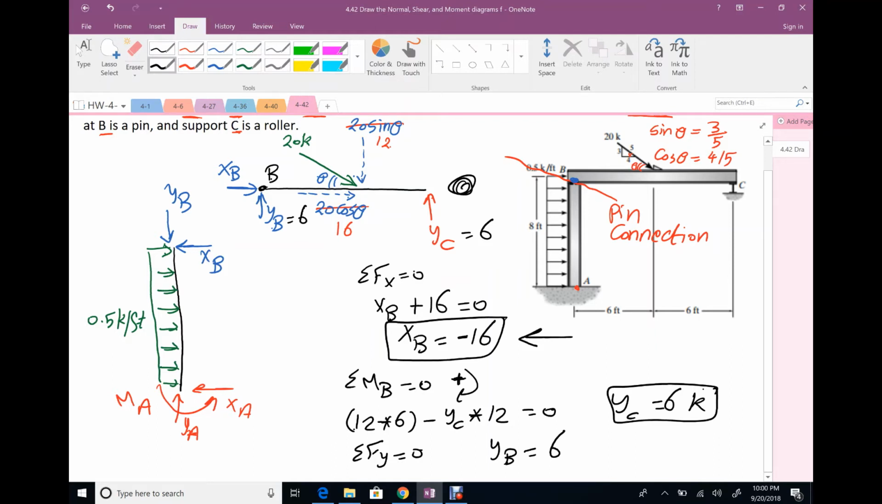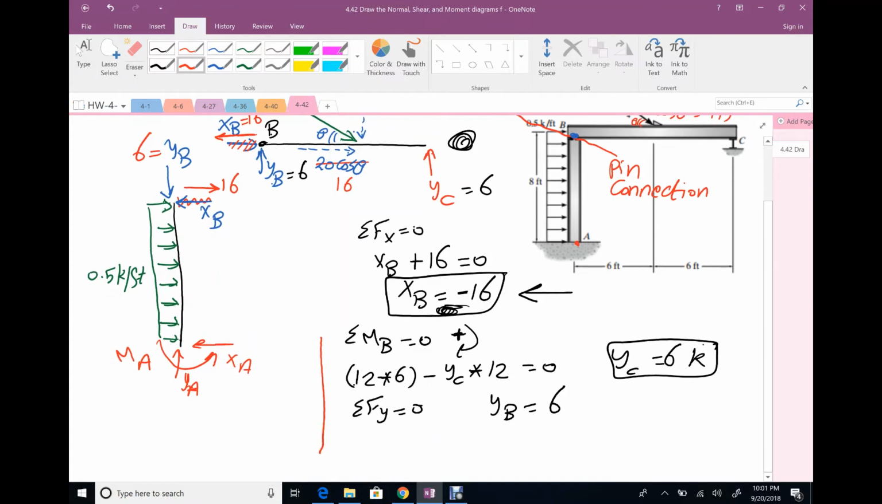So actually we have two options here right now. We can change our direction, so we cancel this direction and say it looks like this and your value is positive 16. Or you can keep your direction and keep your sign, which is negative. I prefer to change the direction and use the positive value. So my direction here will be like this, 16, and your value YB is 6.